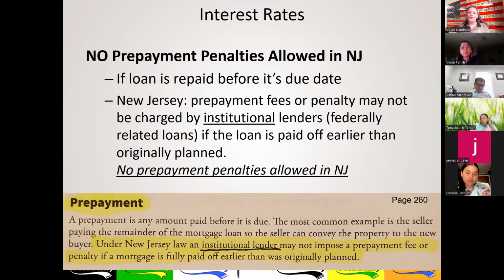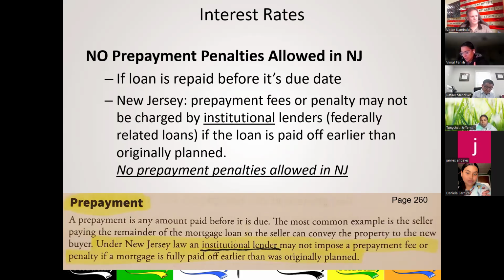Private lenders are allowed to charge prepayment penalties. Can you repeat that one more time? Private lenders are allowed to charge prepayment fees or penalties. They are allowed, but institutional lenders like the banks are not. Okay.